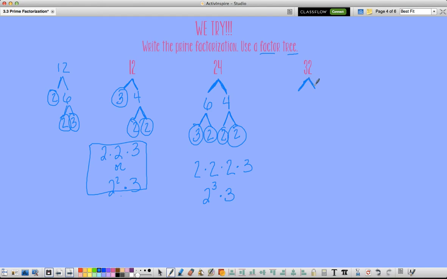All right, so for 32, I know that 2 times 16 gives me 32. And I know that I can break that down into 2 times 8. And so I have 2 and 2 that are prime. And that breaks down into 2 times 4. And that breaks down into 2 times 2. So I have 1, 2, 3, 4, 5 2's. So I end up with 2 times 2 times 2 times 2 times 2, or 2 to the 5th power. And if you know your powers, you know 2 to the 5th power is 32, so you know it works.